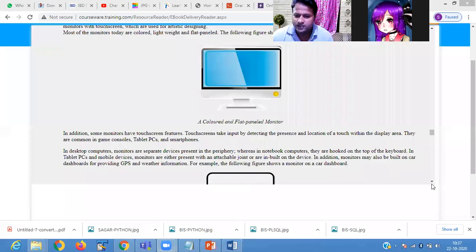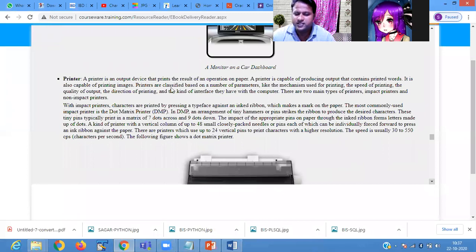Okay, next we're using the different other output devices. We're using a printer. The printer is an output device that prints the result of an operation on paper. The printer is capable of producing output that contains printed words. It is also capable of printing images. Printers are classified based upon a number of parameters, like the mechanism used for printing, the speed of printing, and the quality of the output. So based upon that, our printer is working.